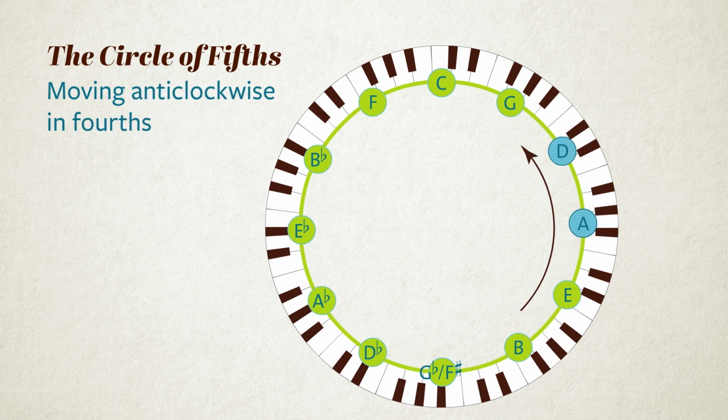But if we go anti-clockwise, we're actually going up in fourths, which is exactly the same thing as going down in fifths. D is the fourth of A, and G is the fourth of D, and so on. For this reason, you'll sometimes see the circle of fifths called the cycle of fourths. It's the same concept with a different name.